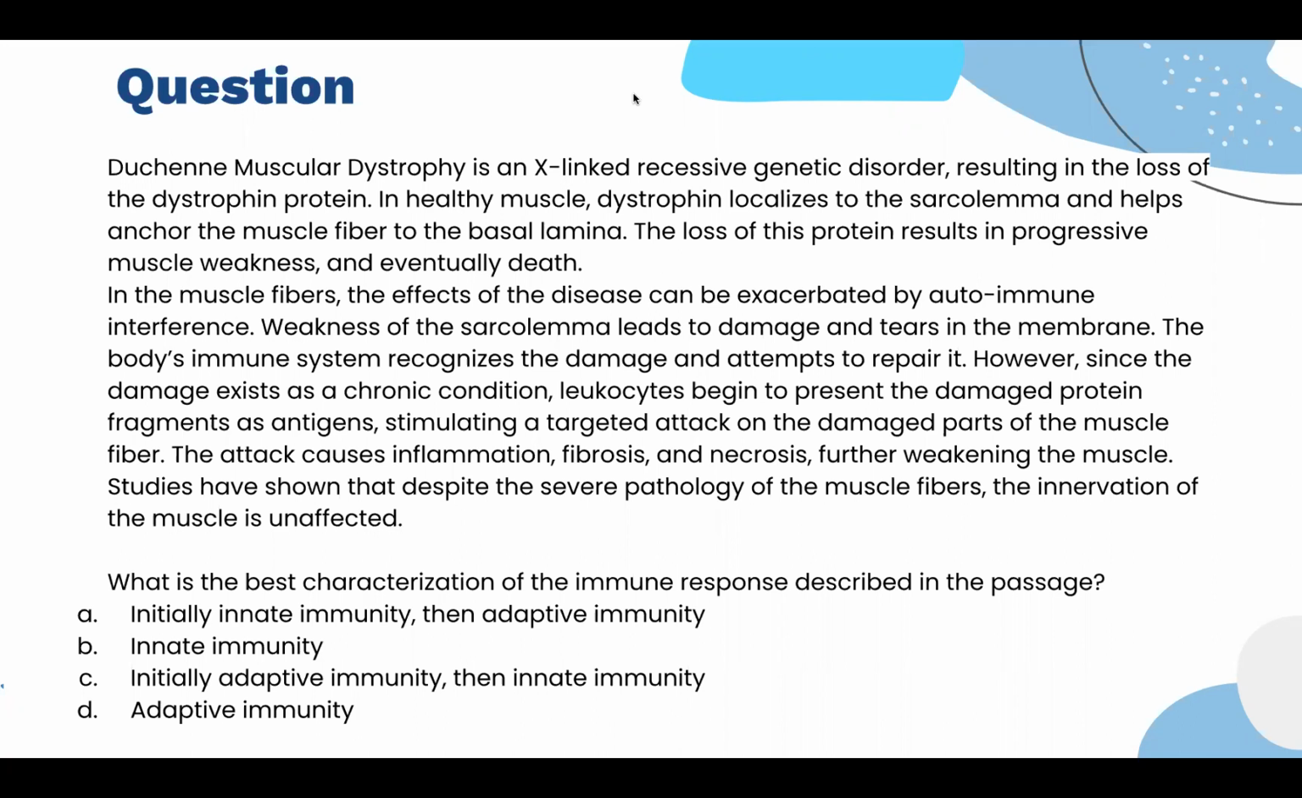The second paragraph gives you a clue. It tells you that the immune system attempts to repair the sarcolemma. So this would be an example of innate immunity because it's a general response. The next clue is the word targeted, which I have highlighted here. This should give you an indication that they're talking about adaptive immunity, which involves specific attacks. So our answer would actually be A, because the innate immune system kicks in first to try to repair the sarcolemma, and then the adaptive immune system kicks in. Does that make sense?